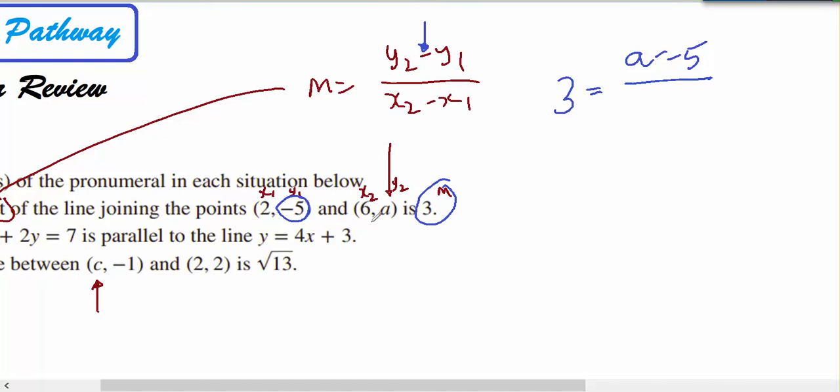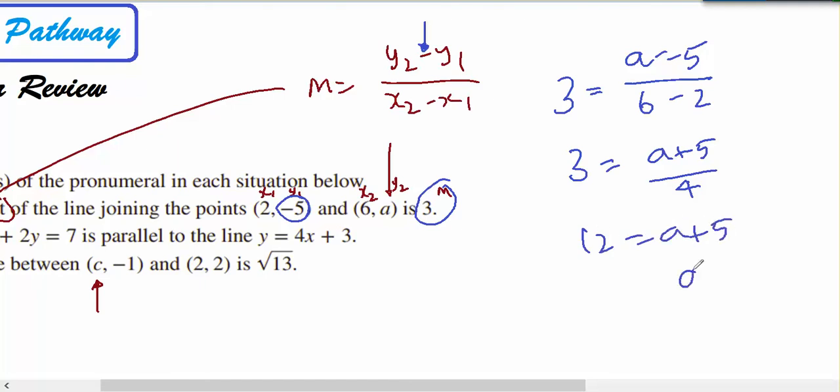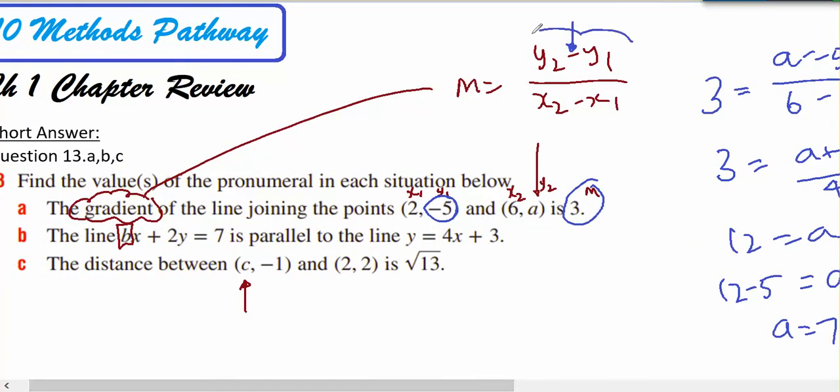And then x2 is 6 minus 2. So I have 3 equals a plus 5 over 4. Then I can rearrange for a. Move the 4 over, 12 will equal a plus 5. A equals 12 minus 5. A equals 7. Okay, so I needed to identify which formula to use and identify all the bits and pieces.